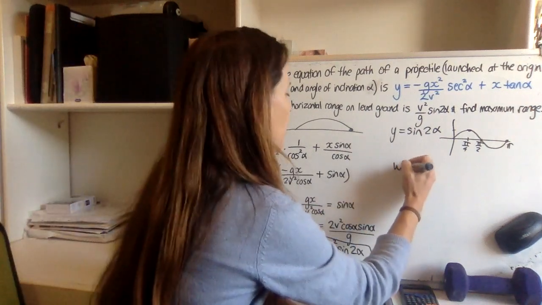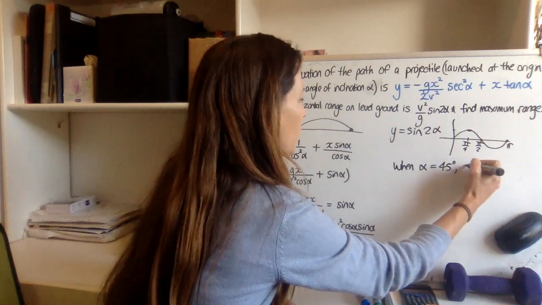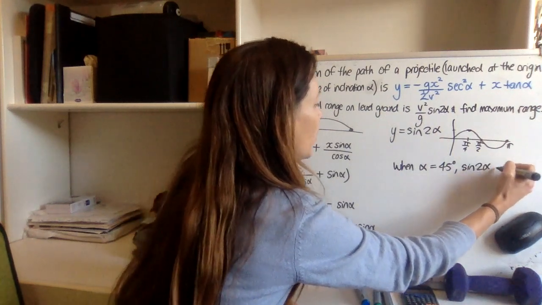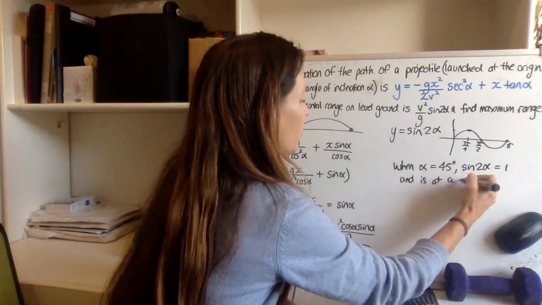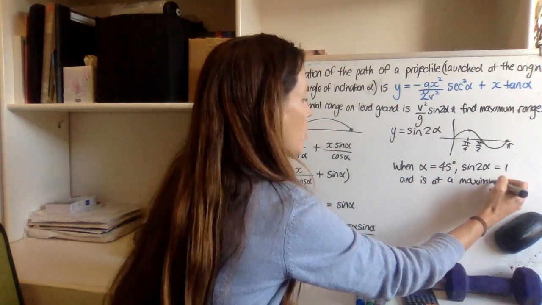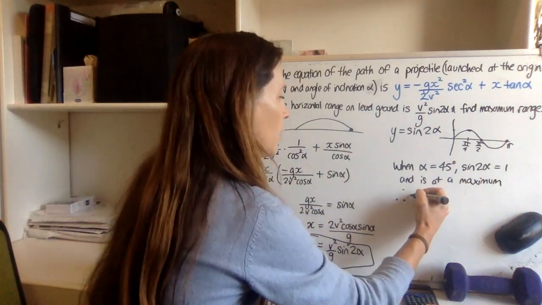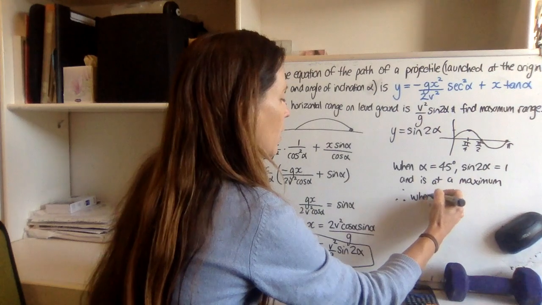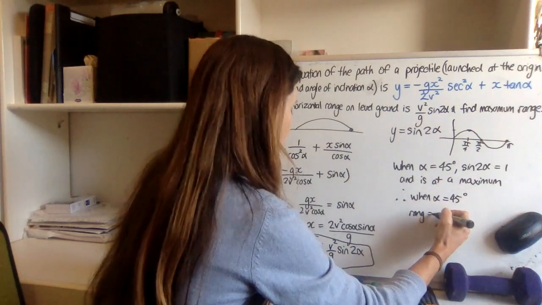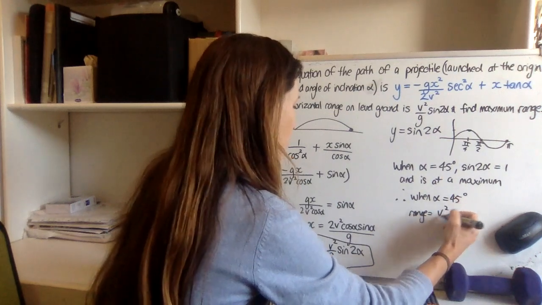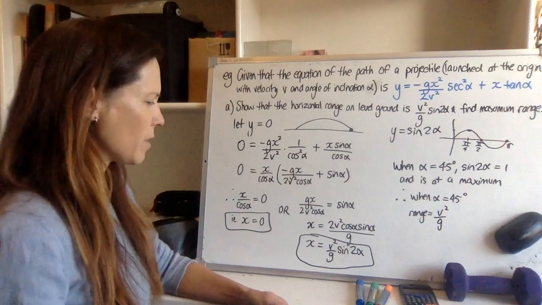So we can just write that down. When alpha equals 45 degrees, the sine of 2 alpha equals 1 and is at a maximum. So when it is equal to 1, our range, when alpha equals 45, range is going to be equal to v squared on g, because this whole section here will just be 1. Does that make sense?